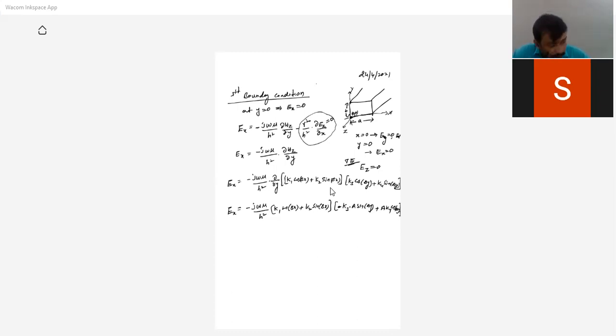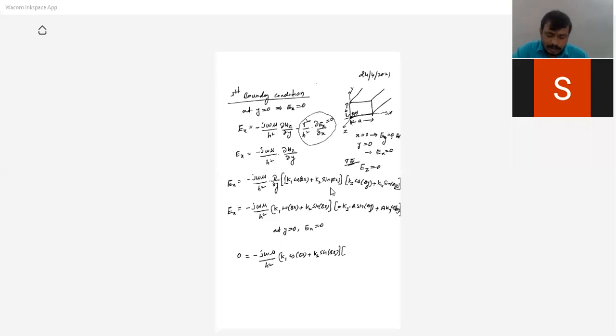So now we have to apply our boundary condition. What is our boundary condition? At y is equal to 0, Ex is equal to 0, then substitute in this equation. So 0 is equal to, we can apply it at y is equal to 0. So first one you can write, minus j omega mu by h square, this is a constant K1 into cos bx plus K2 into sin bx into, then you have to apply for this at y is equal to 0.